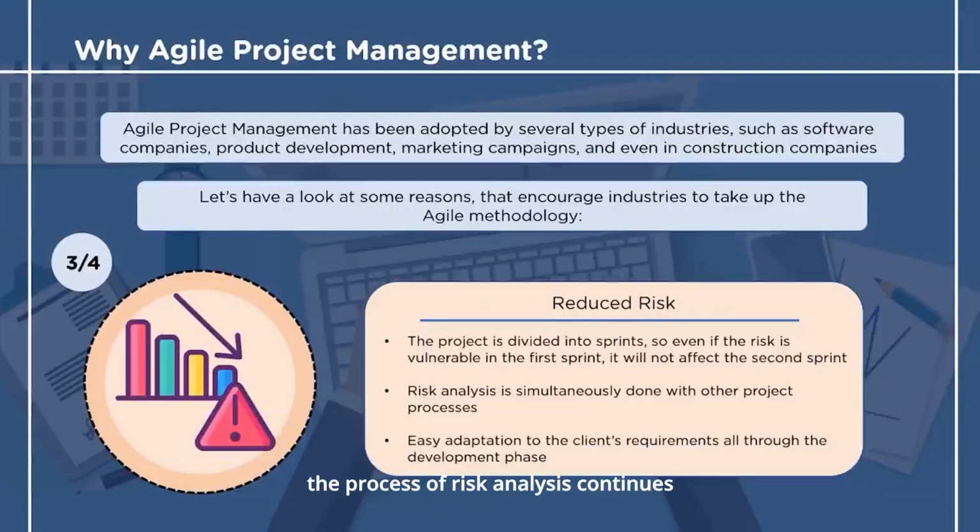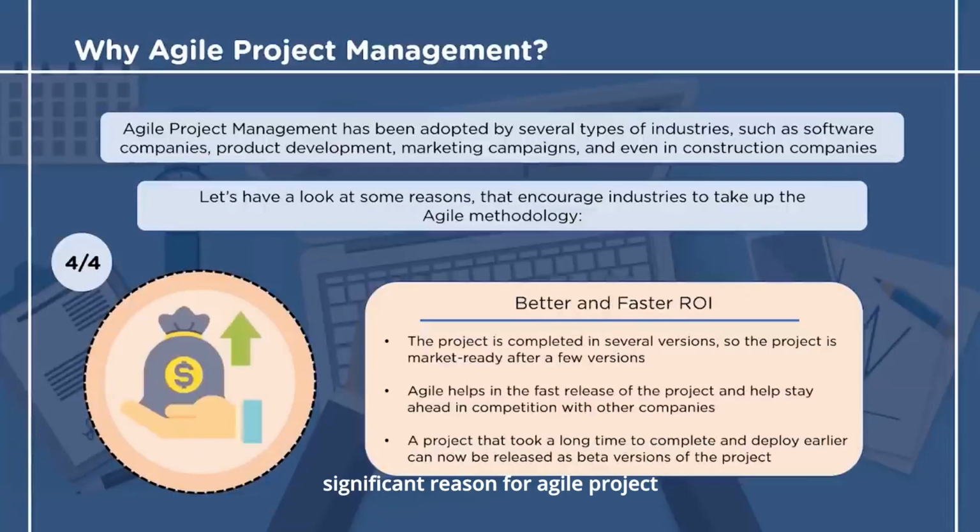The process of risk analysis continues to take place with all the other processes. Another significant reason for Agile project management is better and faster return on investment. The project is now developed in several sprints and each sprint has its own version. Therefore, the project becomes market ready after a few sprints only. Since the projects can now be released with ease and in shorter duration, this helps the organization to stay ahead in competition with respect to other organizations which have still not moved to Agile methodology.